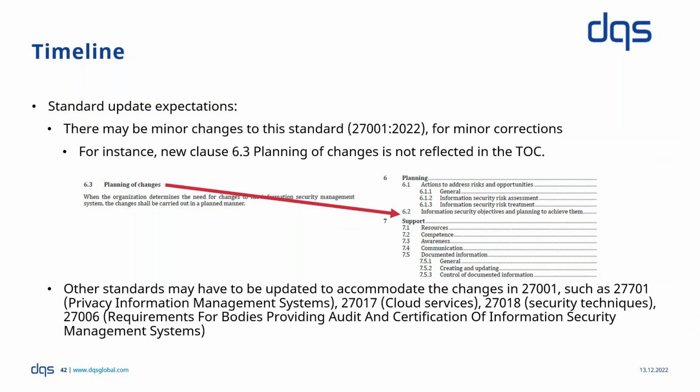Also, other standards may have to be updated to accommodate the changes in 27001, such as 27701, Privacy Information Management Systems, 27017, Cloud Services, 27018, Security Techniques, 27006, which lays out the requirements for certification bodies. They may have some minor changes coming up.